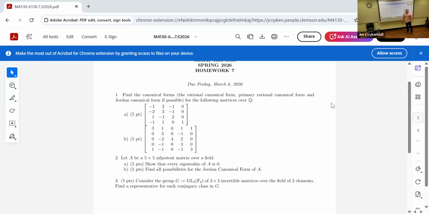Find a representative. You all remember the class equation, right? The conjugacy classes. Find a representative for each conjugacy class. Canonical forms of matrices are super handy in doing this, right? And actually, there's 168 elements, but there's not a lot of conjugacy classes. Okay, any questions?